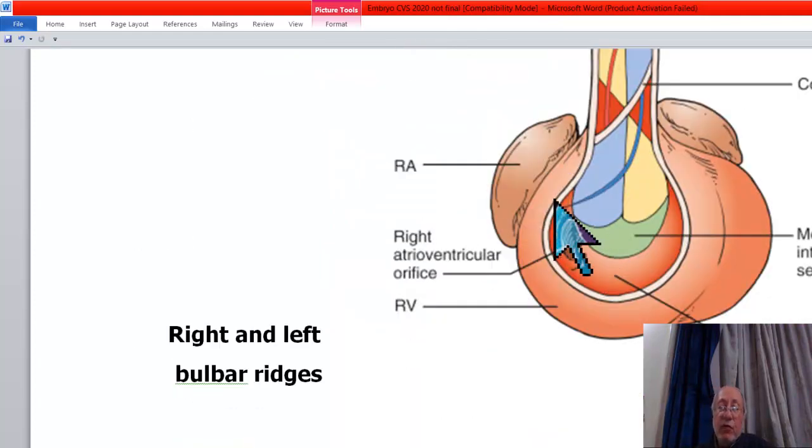This is another view. We open the right ventricle and we look at the interventricular septum. This crescentic part is the muscular part of the interventricular septum. And this is the membranous part formed by proliferation from the middle, from the septum intermedium, and from the two sides, left and right bulbar ridge. Fusion of these three parts will form the membranous part of the interventricular septum.